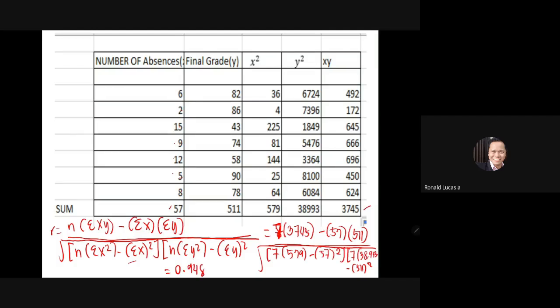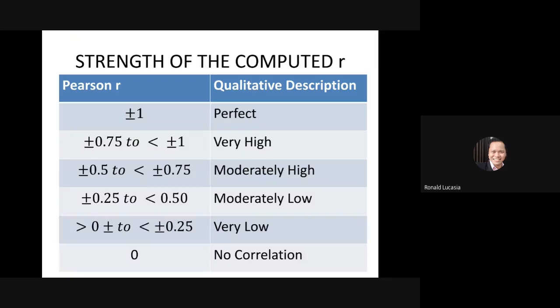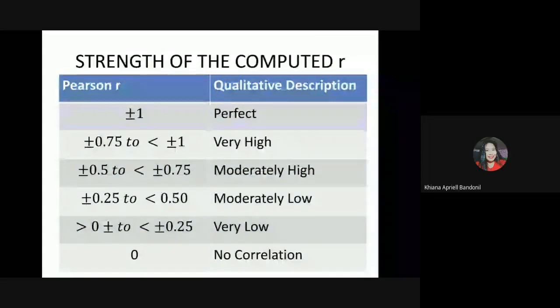Now, that 0.948 falls on the, what is the qualitative description? Based on the qualitative description, is this a perfect correlation? Is it very high correlation? Is it moderately high, moderately low, very low, or no correlation? Very high po. Okay, very good.